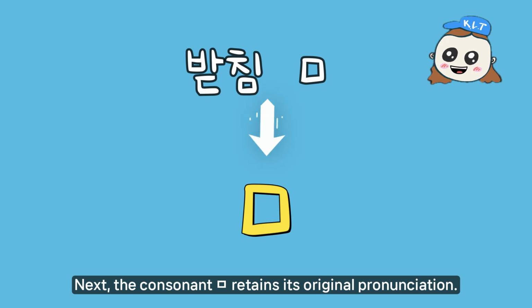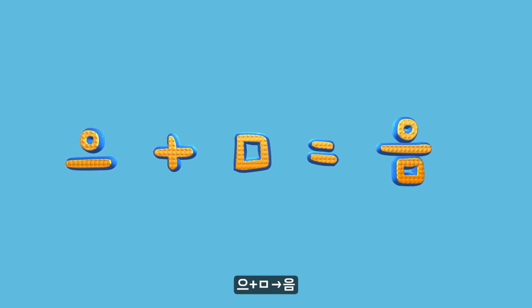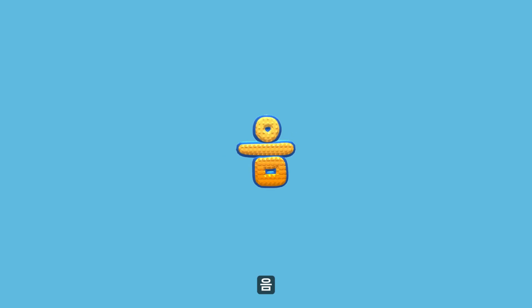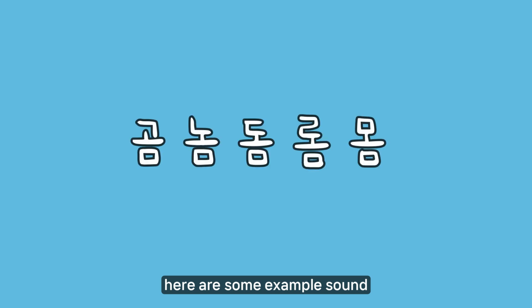Next, the consonant 미음 retains its original pronunciation. It is finished with a closed mouth, but you can feel the nose vibrating. Let's practice 미음. 음, 음. Here are some example sounds.